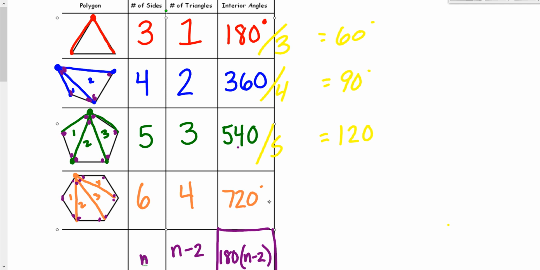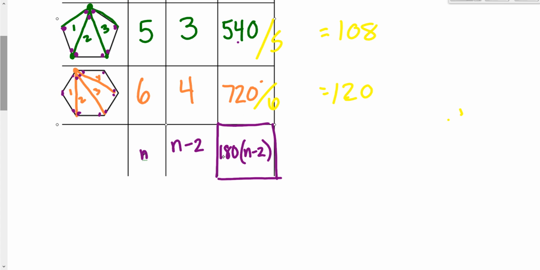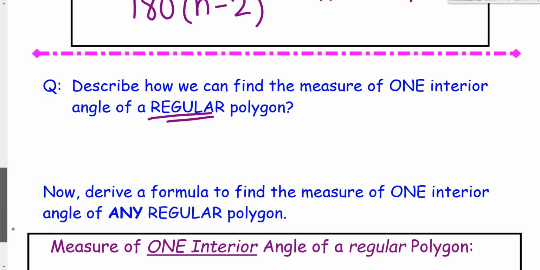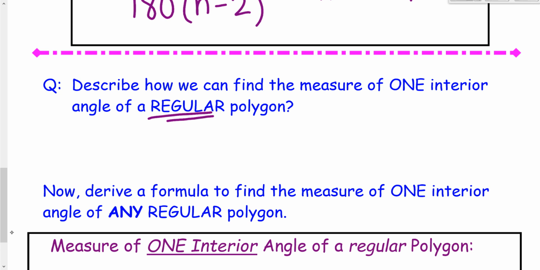And 720 divided by 6 ends up getting me, this would be 120, this would be 108. Okay, so what am I doing to the total to get each individual? Well, I'm dividing it by how many angles it has. So to answer that question, describe how we can find the measure of one interior angle of a regular polygon.